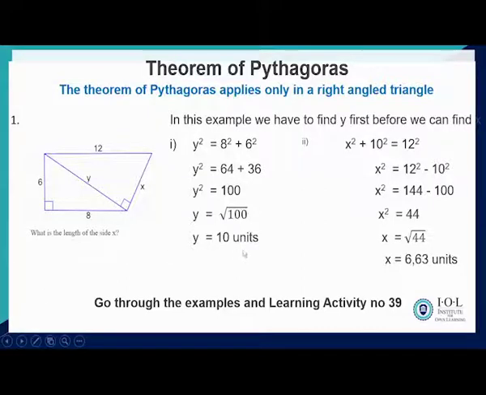And once I have y, then I jump to the next triangle, the top triangle, which I could not start with. But now I have the 10. So I can say x squared plus y squared, which is now 10 squared, so x squared plus 10 squared is equal to the hypotenuse side squared, which is 12 squared. Work it out. In the end, remember to get the square root, and you have the length of the side. x equals and y equals.